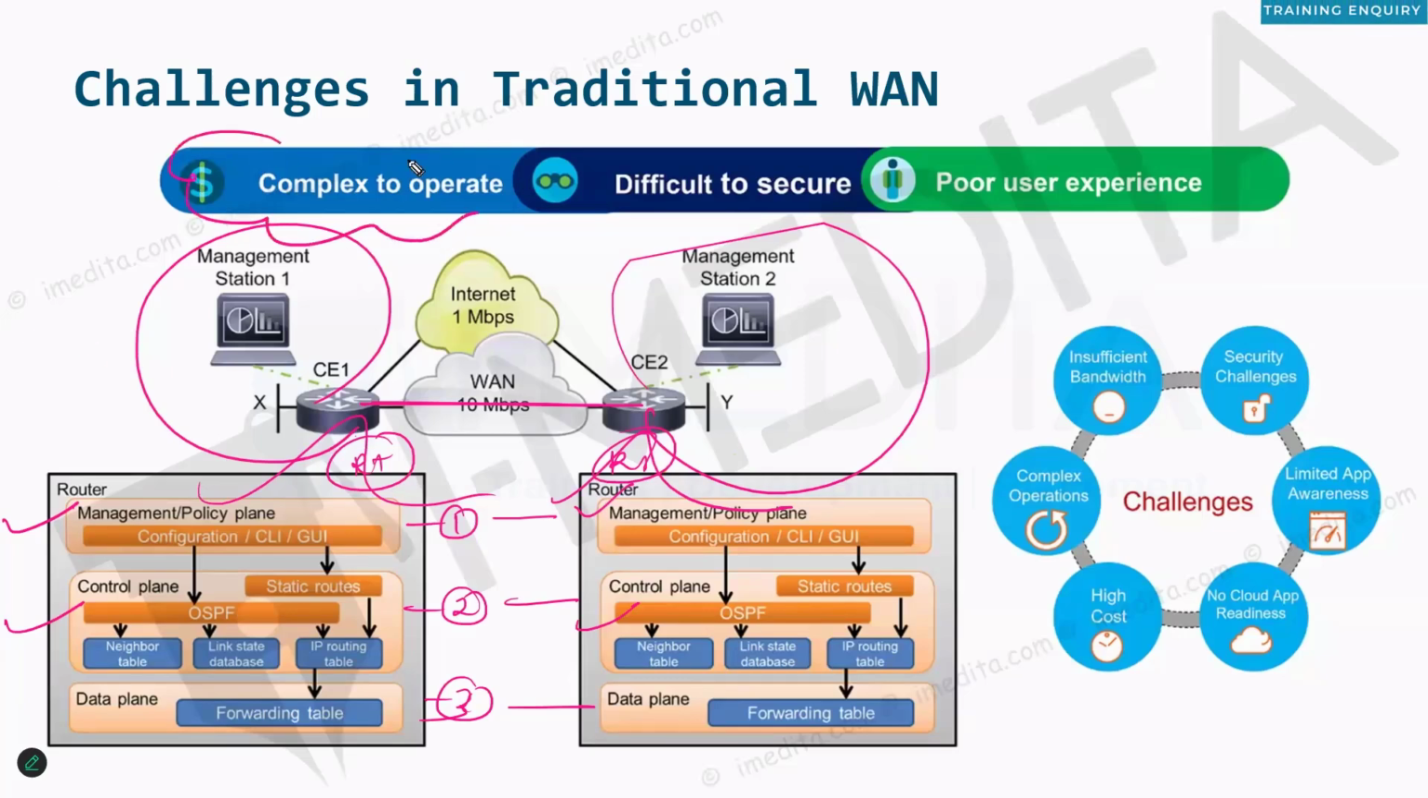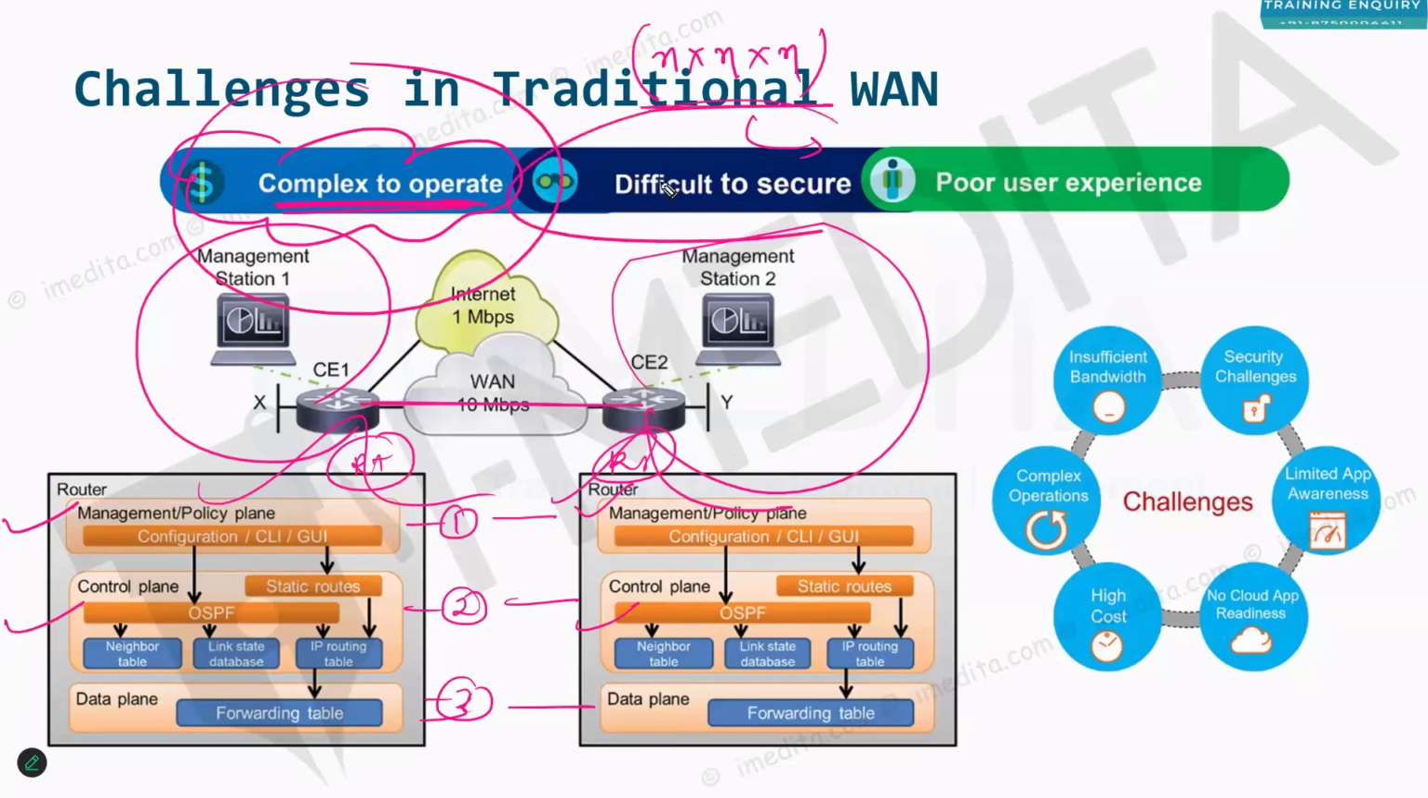Overall, if you have many branches, in many networks, in many geographical locations, and in every branch you have at least, for example, one or two vManage devices, accessing and managing all those devices one by one is going to be complex to operate. It is going to be difficult to secure, and the overall user experience is going to be poor, because every traffic needs to be forwarded to the data center.